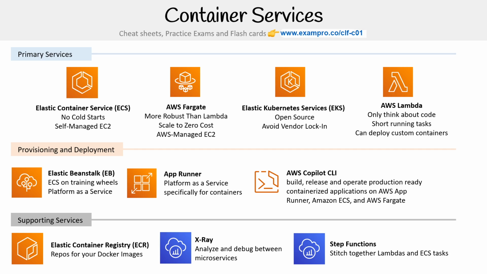Then you have Step Functions, so stitch together Lambdas and ECS tasks to create a state machine. And the only thing I don't have on here would be being able to launch an EC2 instance from the marketplace that has a container runtime installed like Docker.